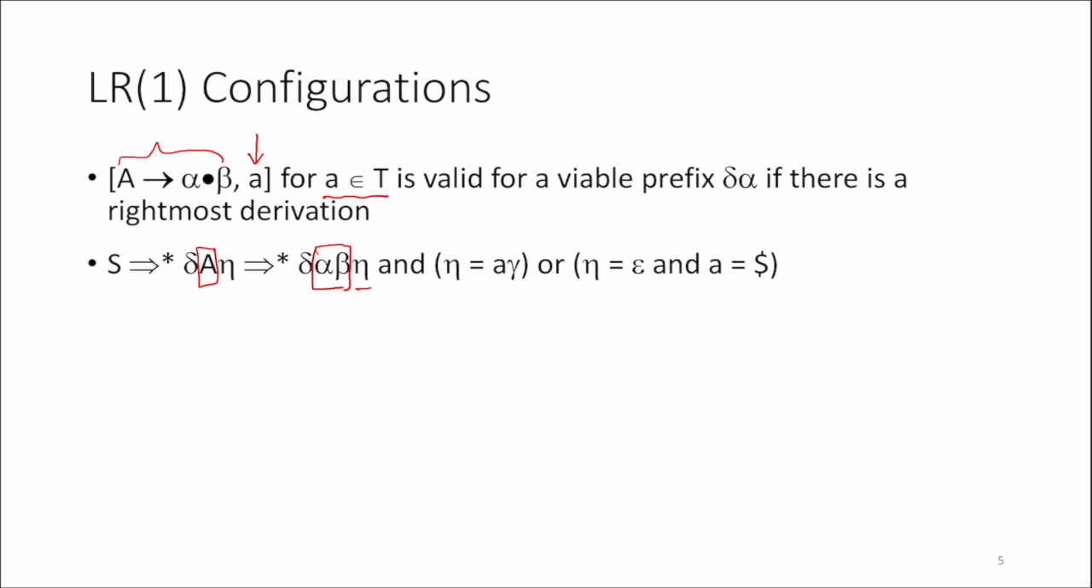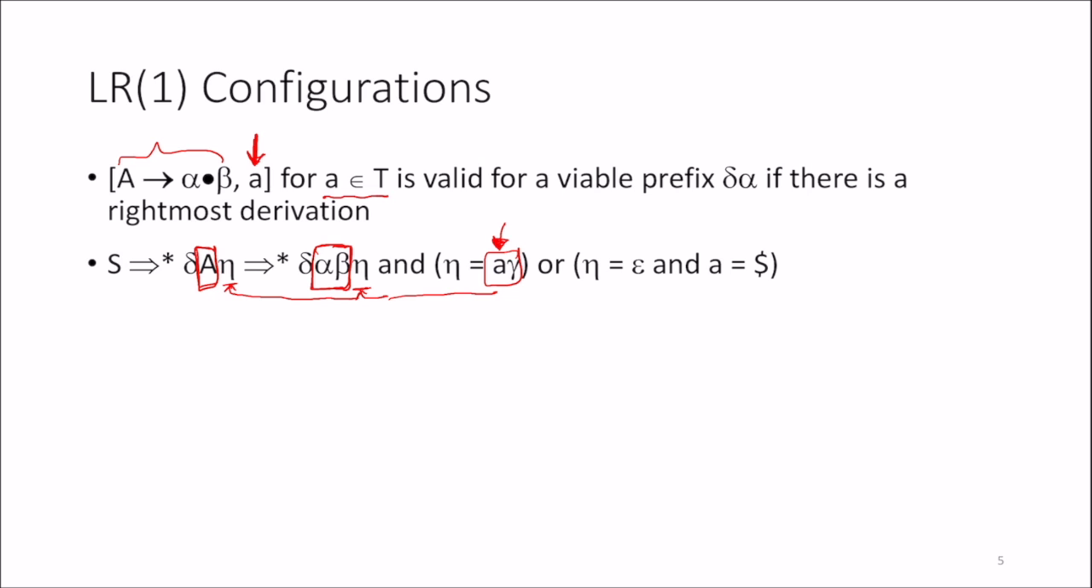I look at the right context here. This eta here can be replaced with A gamma. That means that I can expand and find a terminal symbol that appears just after the handle that I need to reduce. So I'm taking this alpha beta, reducing it to an A, and I'm looking for the context in which that can happen. In that context, I look for the terminal symbol that can begin that context, and that symbol is what I'm going to put in here.